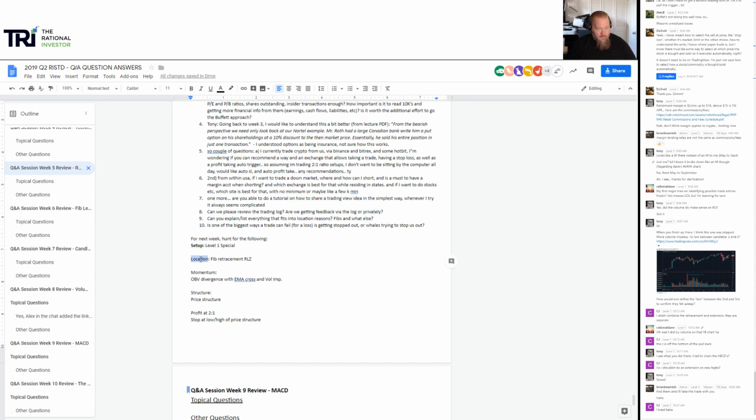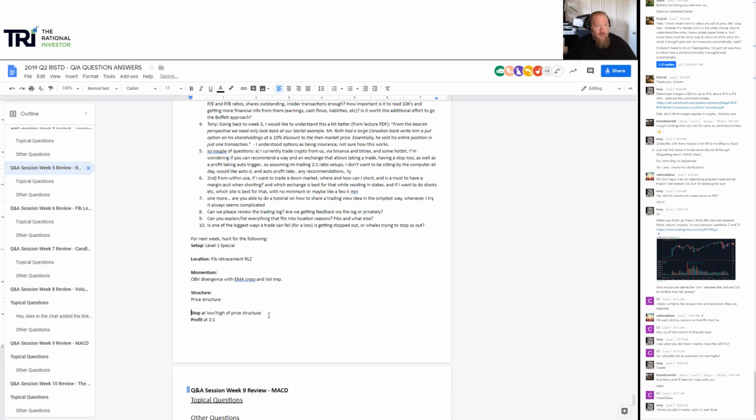Looking for price in a reload zone, OBV divergence with an EMA cross and volume impetus, and some kind of price structure. We're going to set our stop at the low of whatever the price structure is, or the high. It'll probably be a low, because that's going to be easiest for you to hunt as a long position. And then we're going to take profit at a 2 to 1.